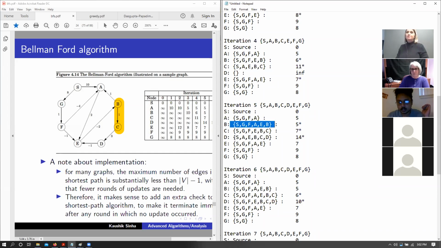Okay. So we also update the value of D because we just found C. And since C had a distance of 11, that is SAEBC. And from C, we can get to D using this path. Then we know that that distance is 3, so that gives us a distance of 14.